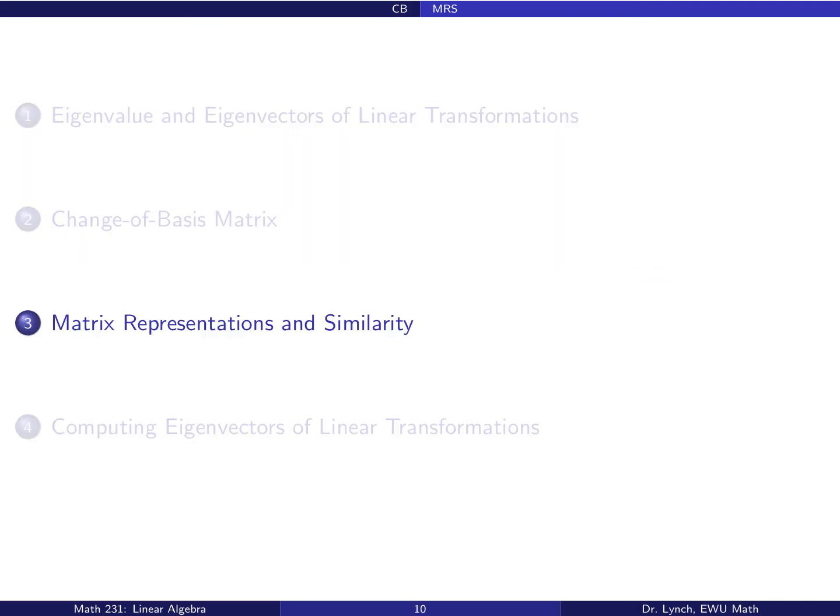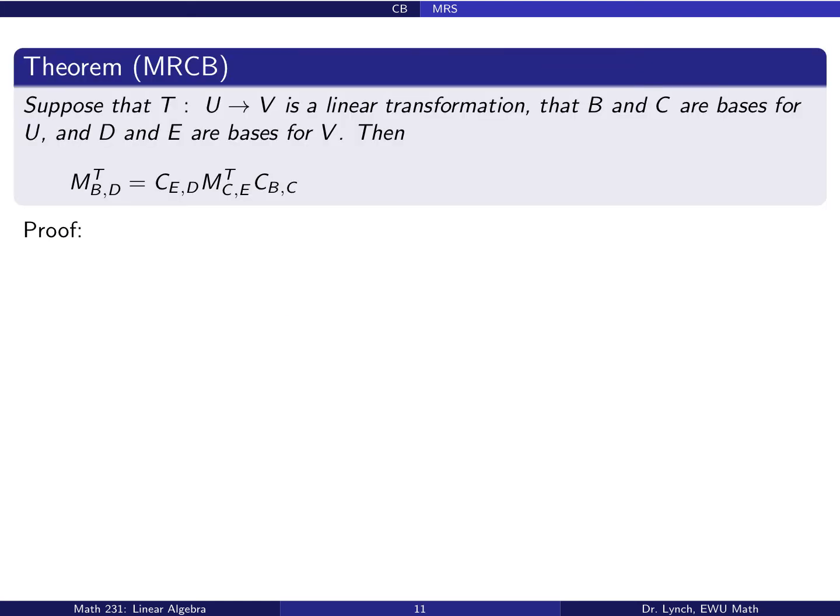Okay, so let's talk about matrix representations and similarity. Here's the theorem we'll state without proof. This is kind of a complicated theorem, alphabet soup. T is a transformation with domain U and codomain V. B and C are bases of the domain. D and E are bases of the codomain. Then the matrix of the transformation T with respect to the bases B and D is equal to a change of basis matrix ED times the matrix of the transformation T with respect to the bases C and E times the change of basis matrix BC.